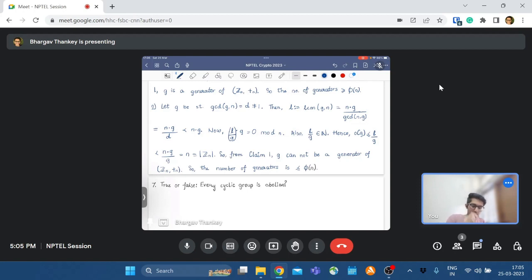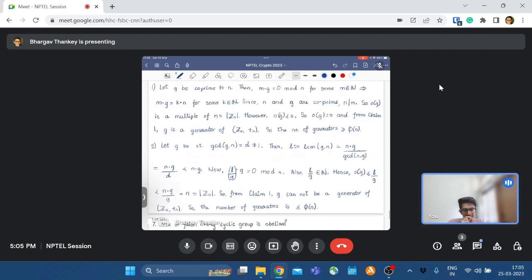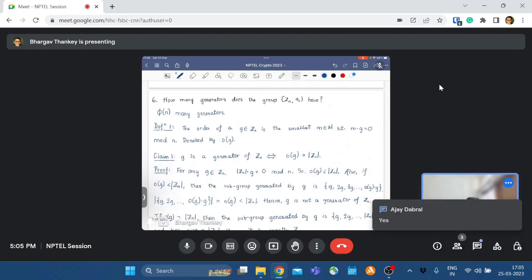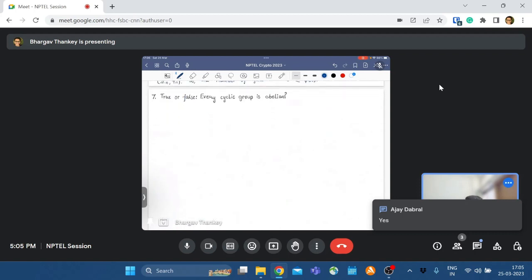So since any number which is not co-prime cannot be a generator, the only numbers which can be generators are the co-prime numbers. So the number of generators is less than or equal to phi n. And in part one, we saw that the number of generators is at least phi n, right? So these two together give us that the number of generators is exactly phi n. Is this fine? Yeah. So now let's move on to the next problem.